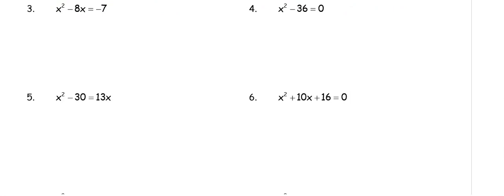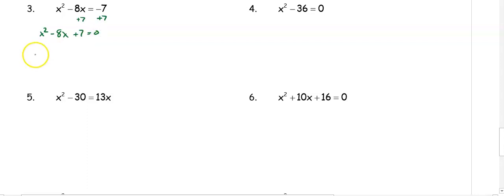Now, when we're factoring, we need to have it equal to 0. The equation is equal to negative 7, so the first thing we're going to do is add 7 to both sides. So we get x squared minus 8x plus 7 equals 0. Now we can factor. So we need to find two numbers that multiply to 7 and add to negative 8.